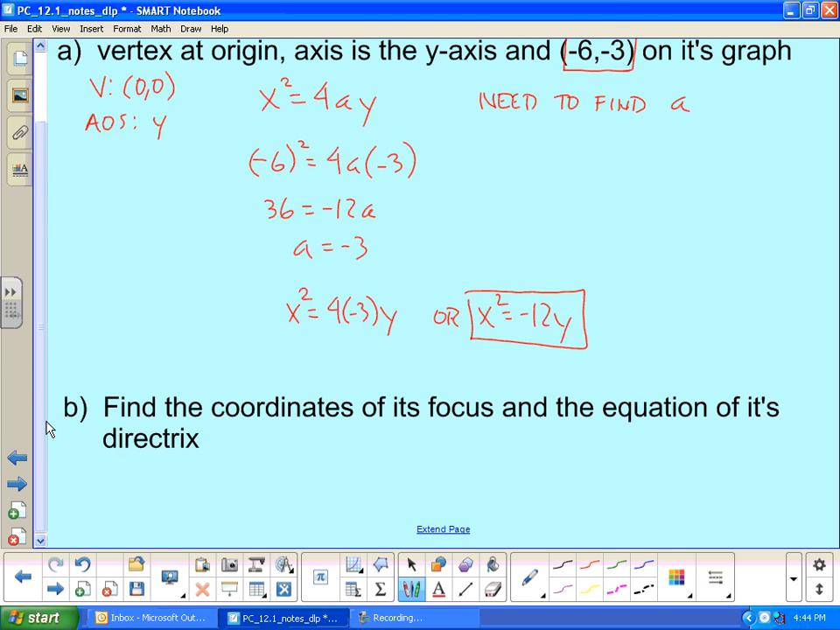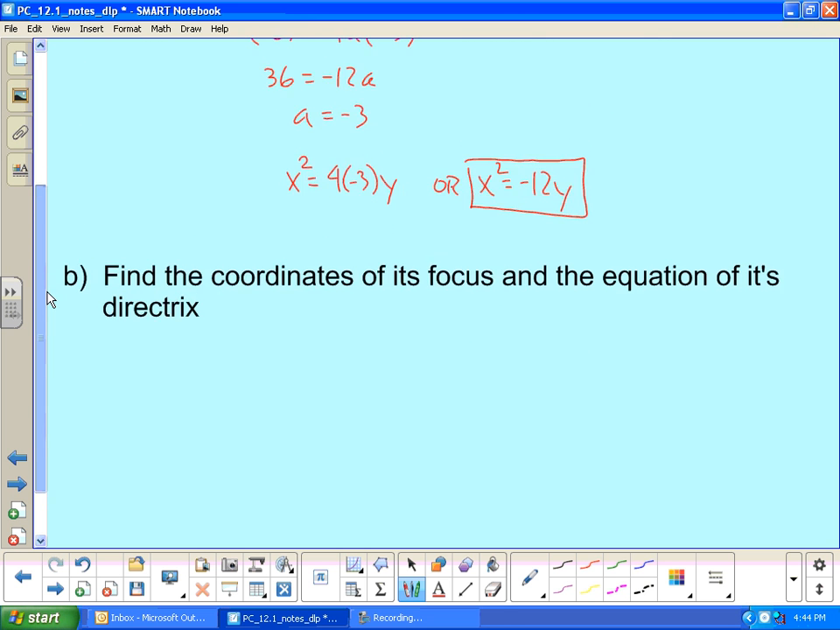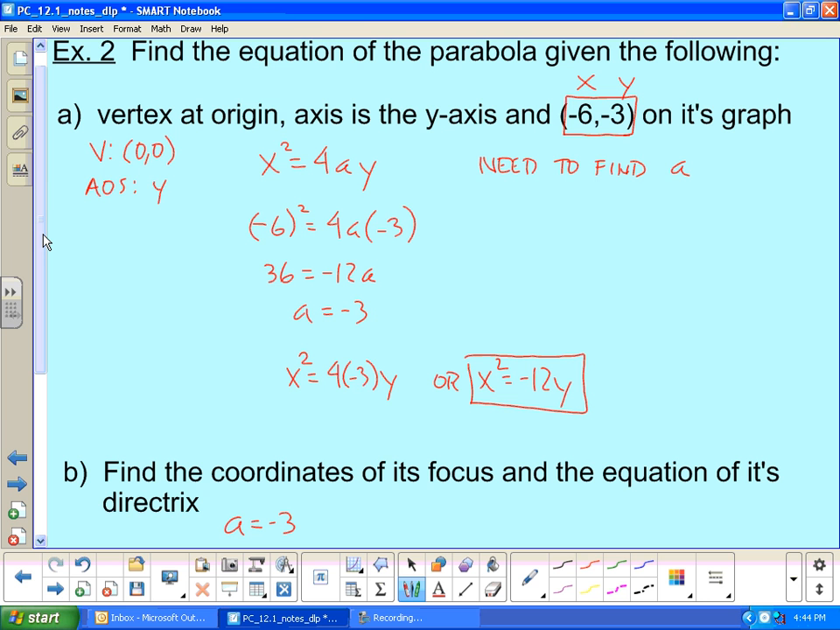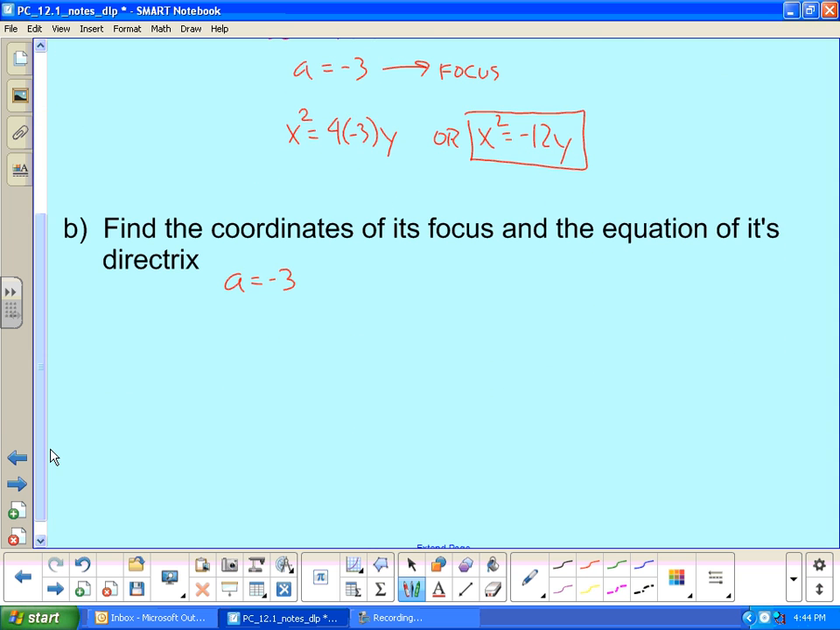Now we're finding the coordinates of this graph's focus and then the equation of its directrix. Again, it has a vertex at 0, 0, so that makes this a little easier. Once I find that a value, I can use it to help me with this next part. So we have a graph that's opening, in this case, down. And how do I know that? The focus is related to this a value, and since a is negative 3, the coordinate of my focus is going to be 0, negative 3.